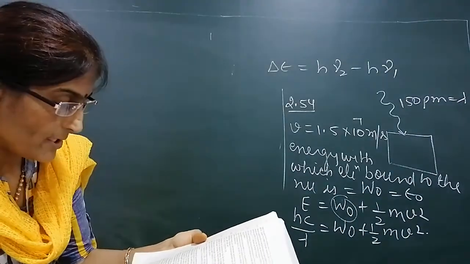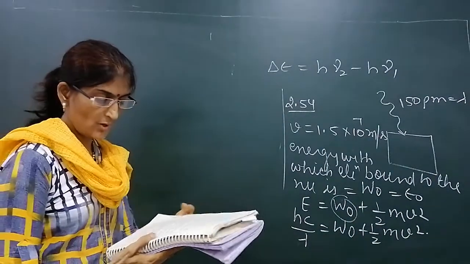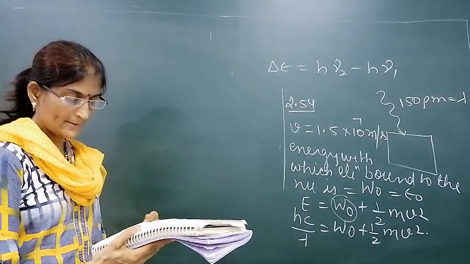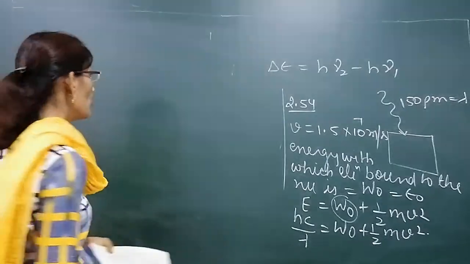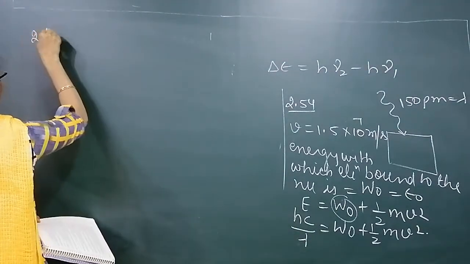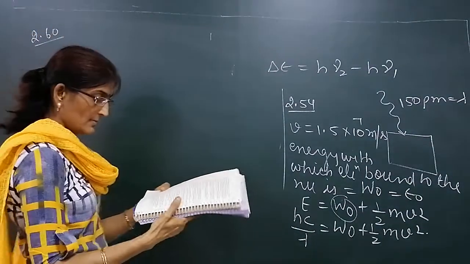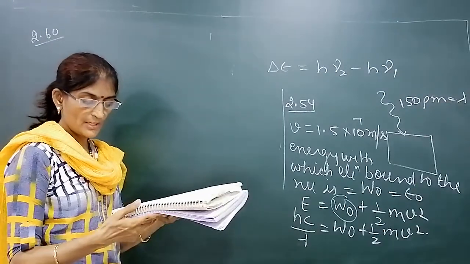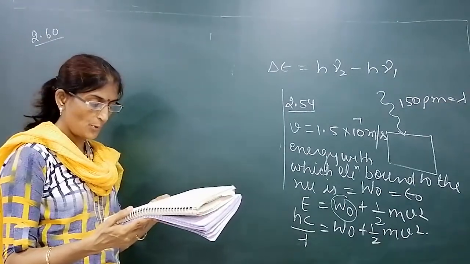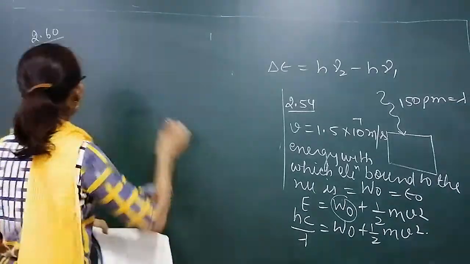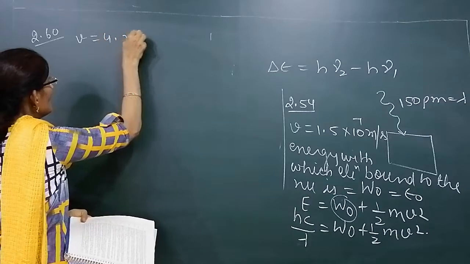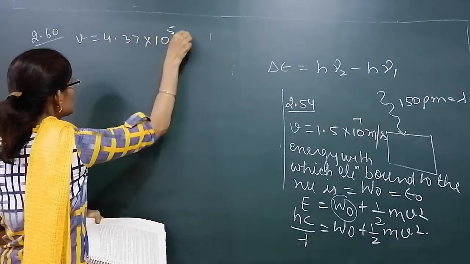So many questions are given, theoretical also. Solve them and there will be no problem. Now next is question number 60. The velocity associated with a proton moving with a potential difference of 1000 volt is 4.37 into 10 to power 5. The velocity of the proton is given: 4.37 into 10 raised to power 5 meter per second.